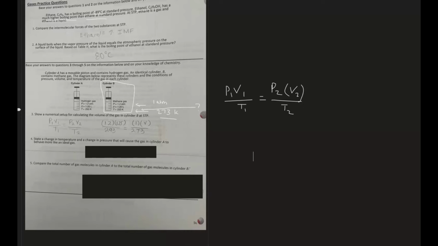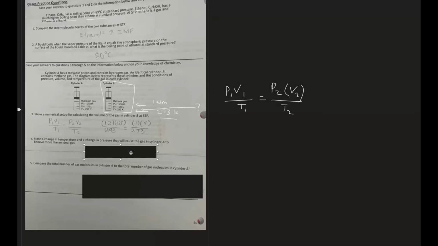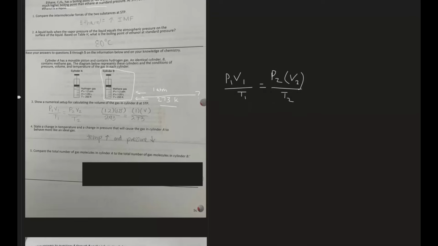Number 4, state a change in temperature and a change in pressure that will cause the gas in cylinder A to behave more like an ideal gas. So you're just going to have to know this off the top of your head. Ideal gases want to have high temperature and lower pressure. Now real gases, in contrast, have lower temperature, are closer together, and therefore have high pressure. But for ideal gases, you want high temperature and low pressure.